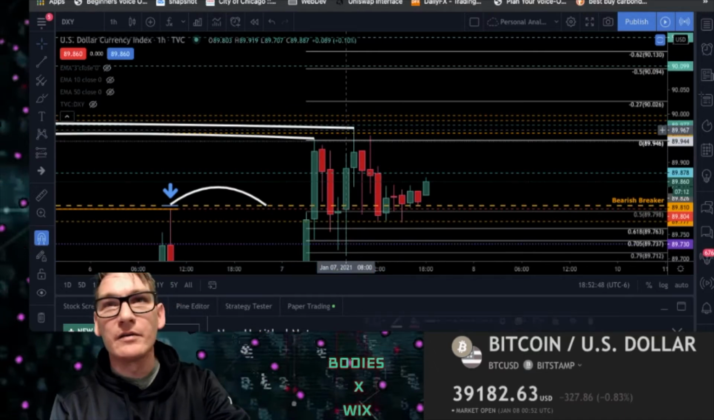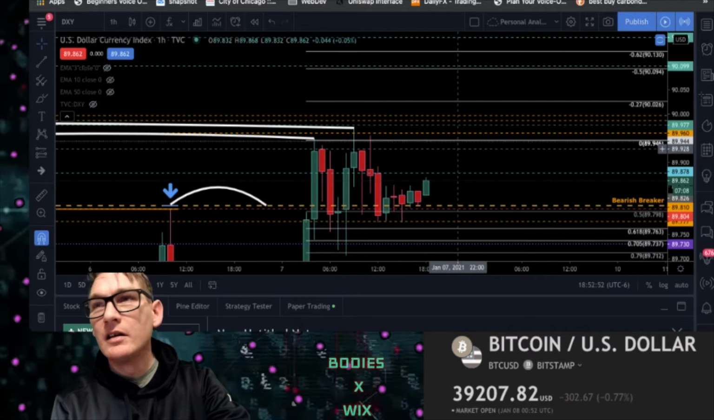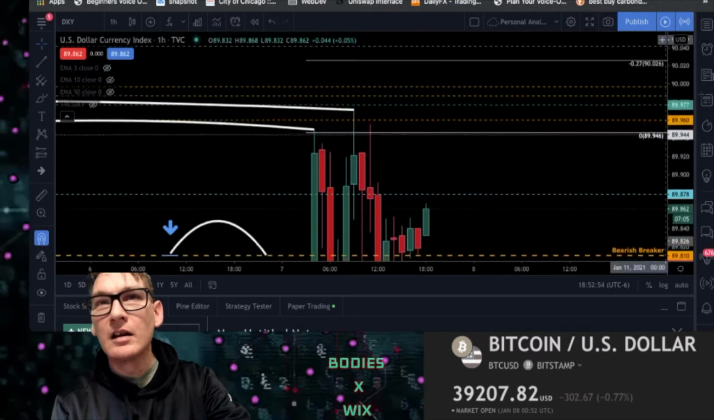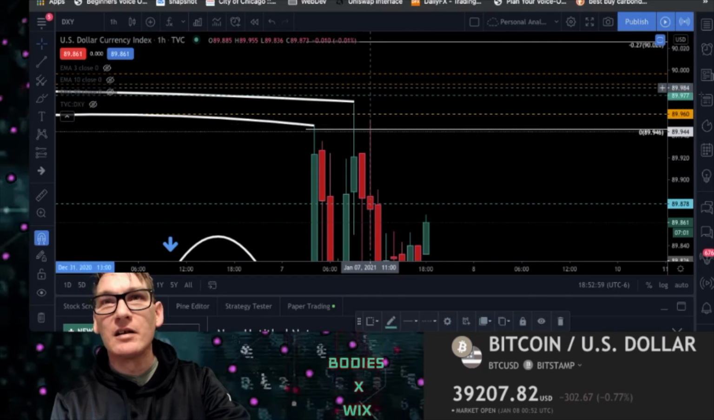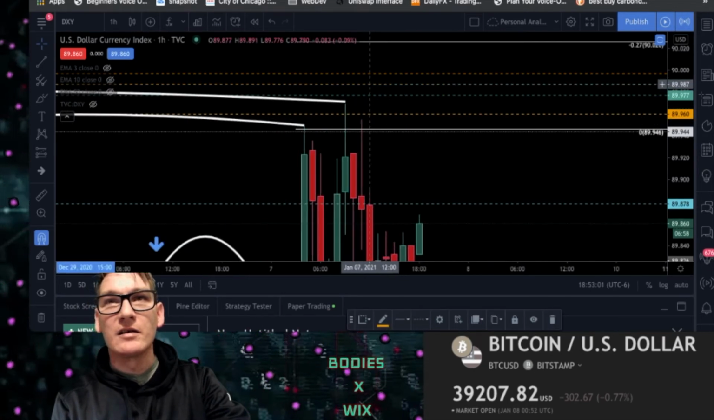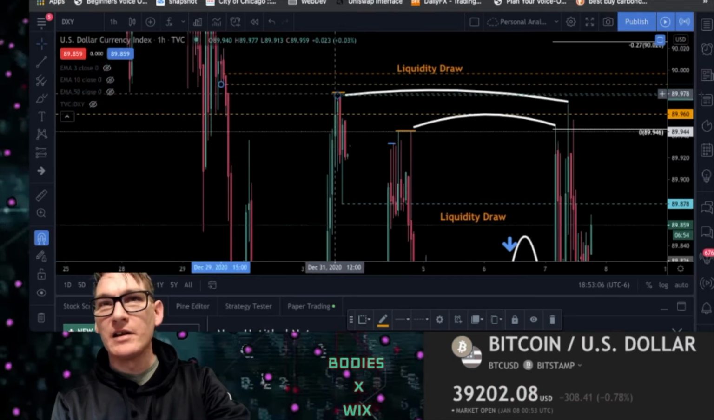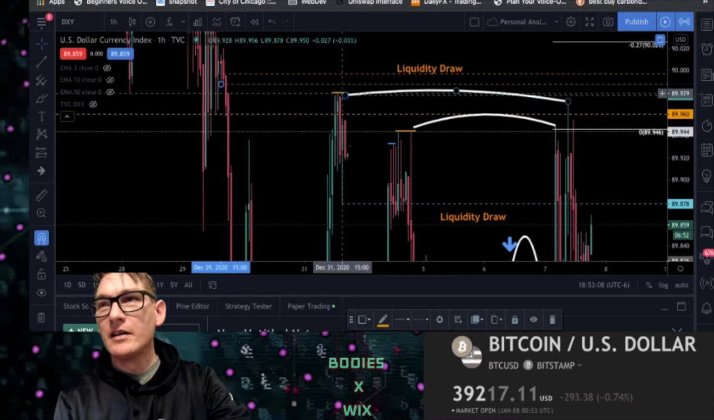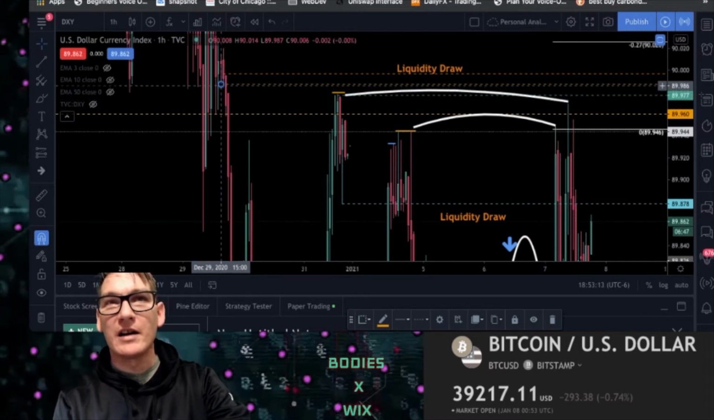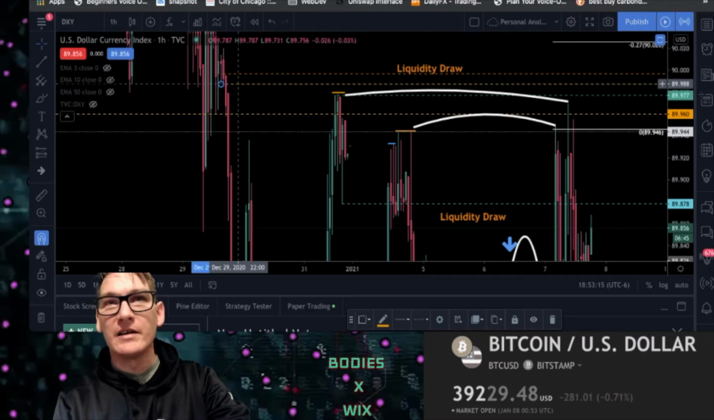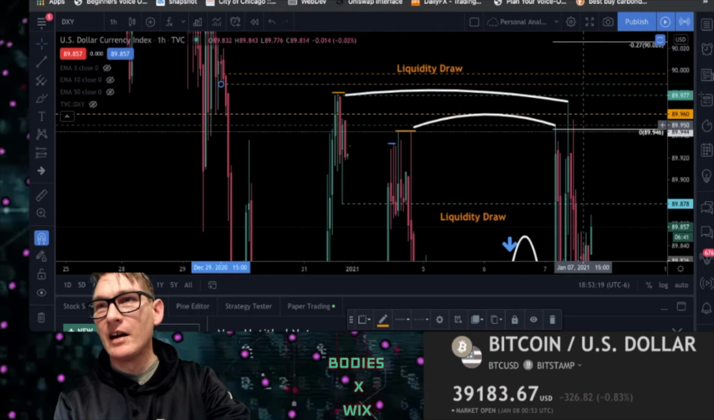Well, I want to get rid of this really quick. No. See, I thought I was going to get up past this green and then touch this white line. The reason I thought that was because there's equal highs here. I thought I was going to get past that, and then there is a breaker right here. Right, so that's what I thought was going to happen. I thought it was going to break up past this, hit this, and then go back the other way.